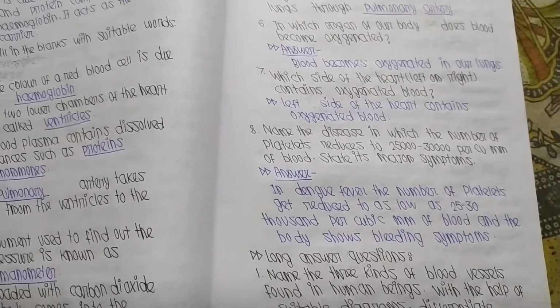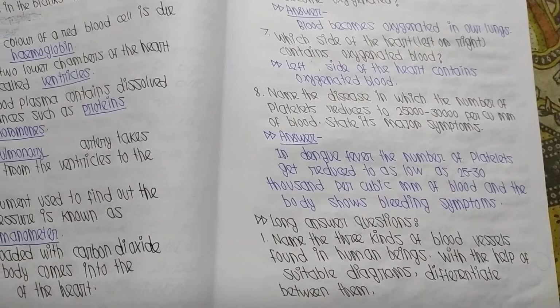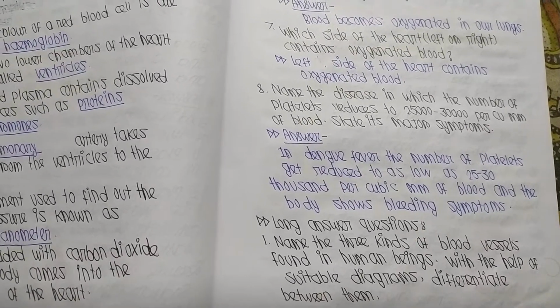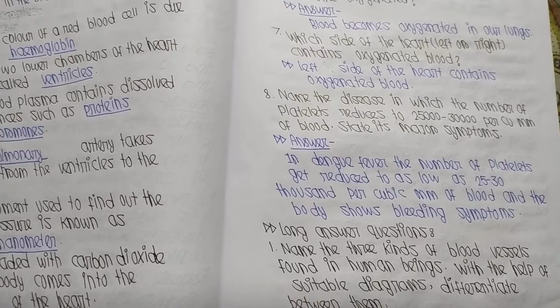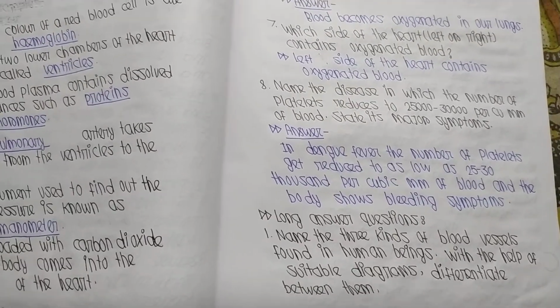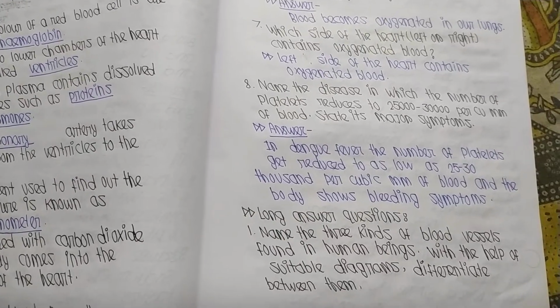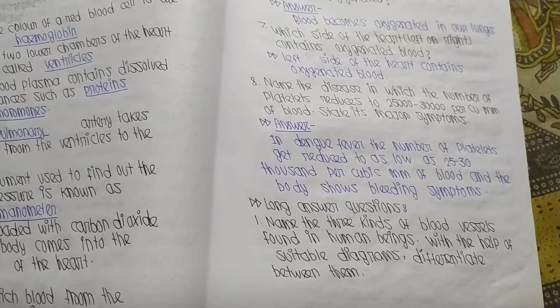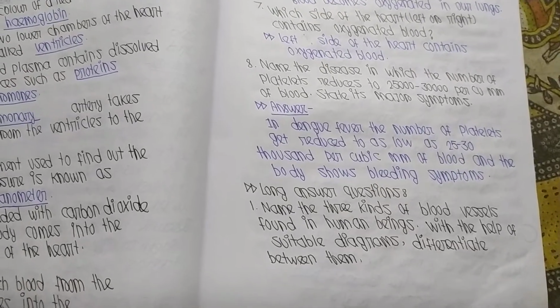8. Name the disease in which the number of platelets reduced to 25,000 to 30,000 per cubic millimeter of blood. State its major symptoms. Answer. In dengue fever, the number of platelets get reduced to as low as 25 to 30,000 per cubic mm of blood and the body shows bleeding symptoms.